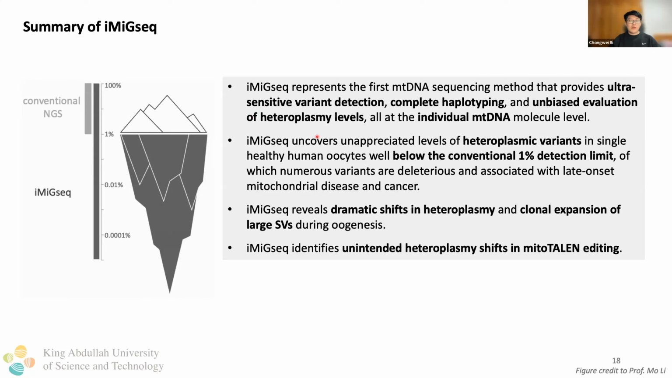IMIC-seq uncovers an appreciable level of heteroplasmic variance in single healthy human oocytes, well below the conventional 1% detection limit, of which numerous mutations are deleterious and associated with late-onset mitochondrial disease and cancer. IMIC-seq reveals dramatic shifts in heteroplasmy and clonal expansion of large structural variants during oogenesis. IMIC-seq identified unintended heteroplasmy shifts in mitoTALEN editing.